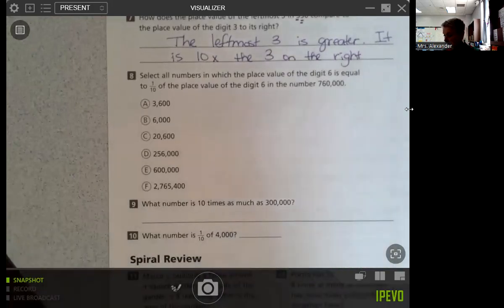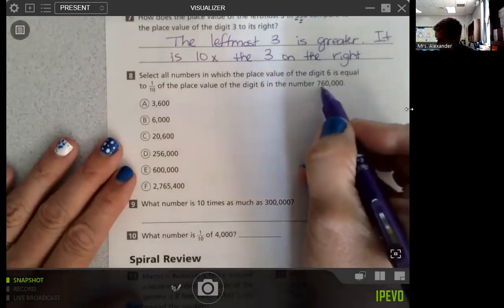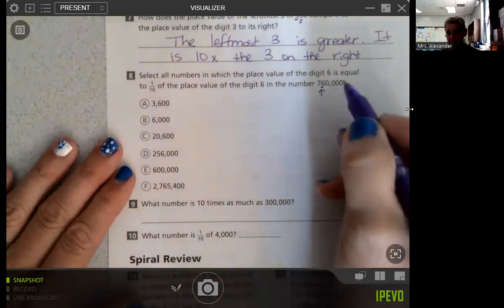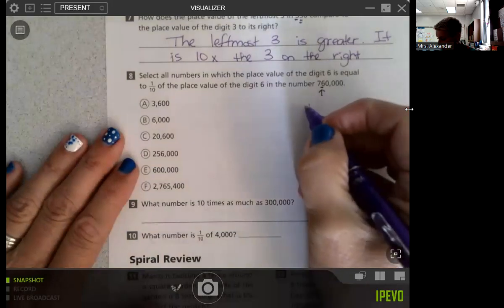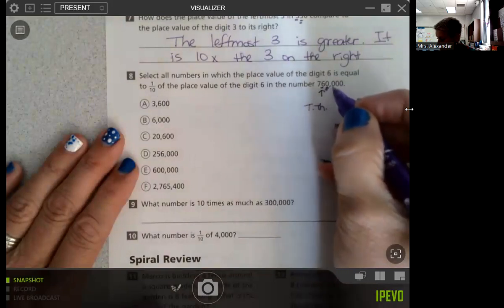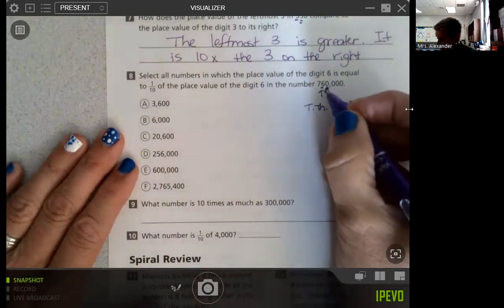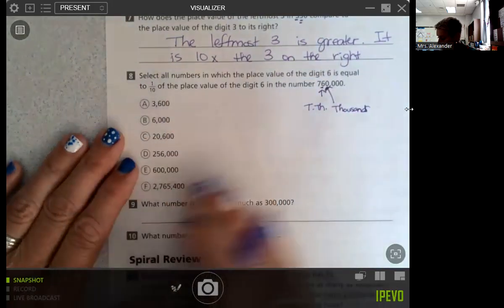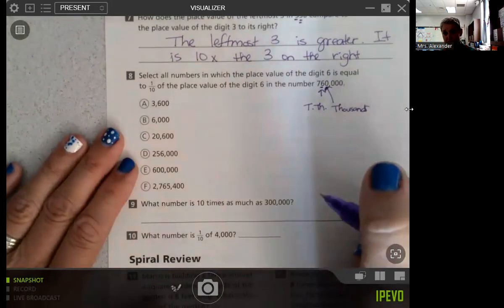Select all the numbers in which the place value of the digit 6 is equal to 1/10 of the place value of the digit 6 in the number 760,000. So if I locate the 6, I want 1/10 of this place. In that place, we are in the 10,000s. So if I want 1/10 of that, I'm going to move over 1 to the thousands place. So I want to find any of these numbers that have a 6 in the thousands place.